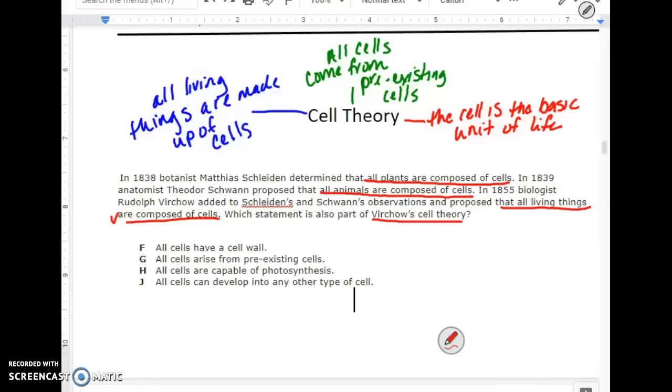So let's see, all cells have a cell wall. First of all, that's not one of those three things we pointed out there, and cell walls are only in plants. So they're not going to be in animals. So that's not going to be our answer. Letter G, all cells arise from pre-existing cells. That is in our statements up there, so that might be a good answer. Let's go ahead and hold on to that one. H, all cells are capable of photosynthesis. Nope, that's only in plants. And all cells can develop into any other type of cell. And no, that is not one of our statements. So the best answer here is going to be G.